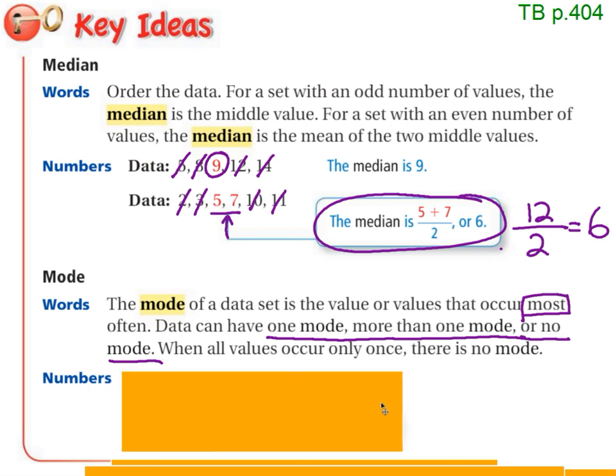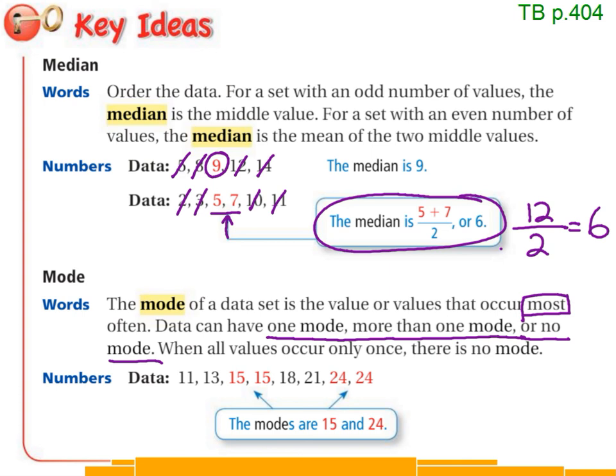So here's an example of a set of numbers. Our data is 11, 13, 15, 15, 18, 21, 24, and 24. You can see in this case, our data set has two modes, 15 and 24, because both of them occur two times. Now, if I were to add another piece of data, say add another 24 to the end, since there are three 24s but only two 15s, my new mode in this set of data would be only 24.